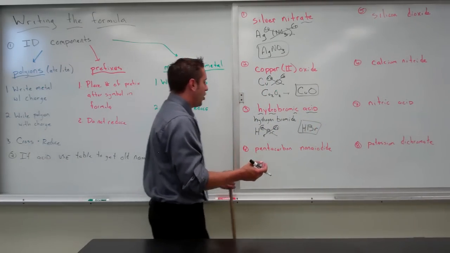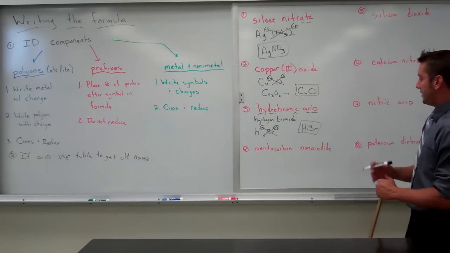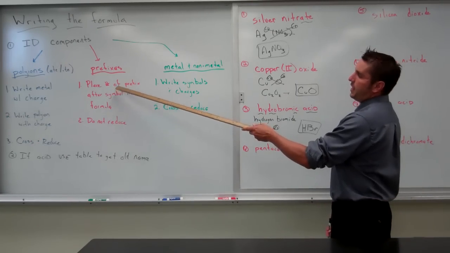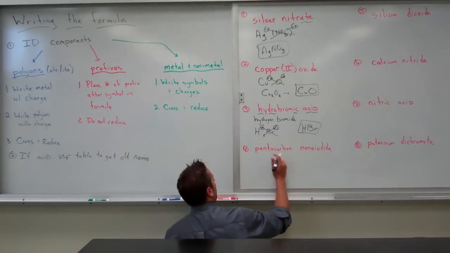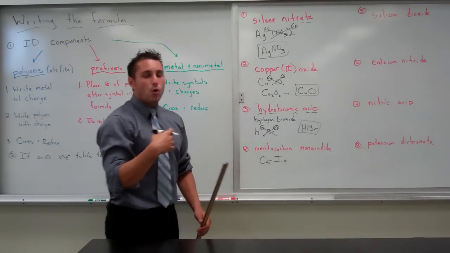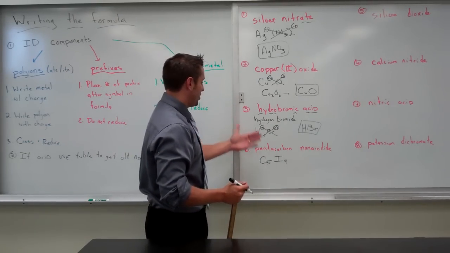Number 4, pentacarbon nonaiodide. First thing I look for is prefixes. Do I see any? You bet. Penta, nona. So according to this, place the number of the prefix after the symbol in the formula. So pentacarbon means I have 5 carbons. Nonaiodide means I have 9 iodides. There's no crossing. There's no reducing. You just write what you see.